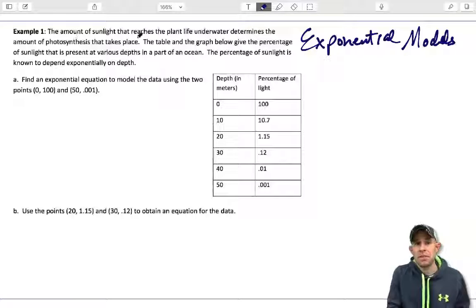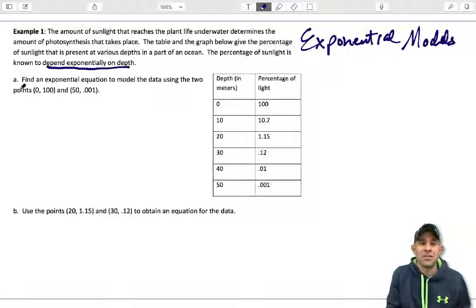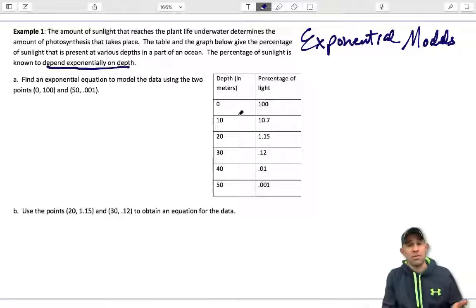The amount of sunlight that reaches the plant life underwater determines the amount of photosynthesis that takes place. That's a tough word. The table and the graph below give the percentage of sunlight that is present at various depths in parts of an ocean. Now, the percentage of sunlight is known to depend exponentially on the depth. So find an exponential equation to model the data using the 2 points, (0, 100) and (50, 0.001).